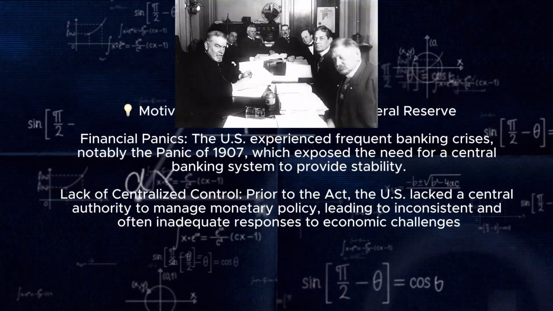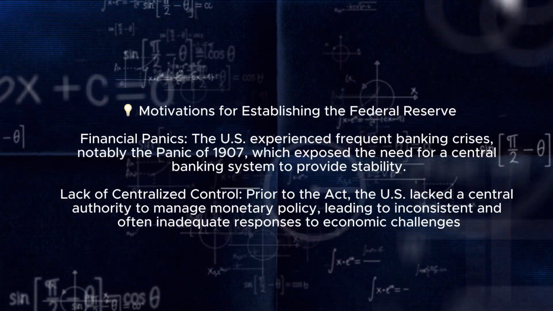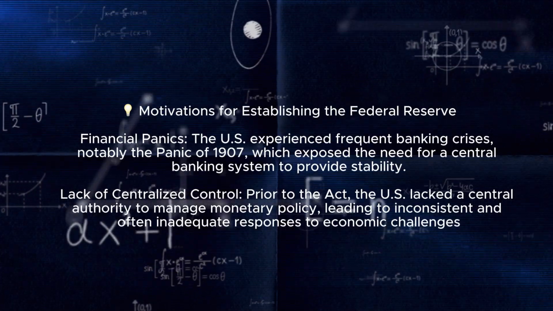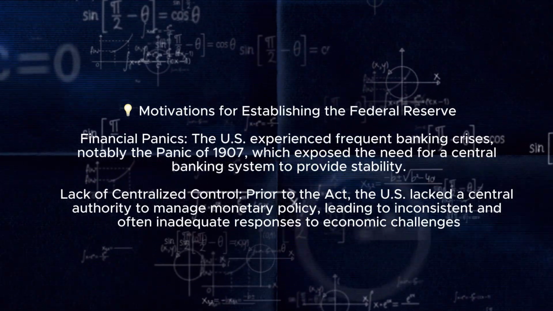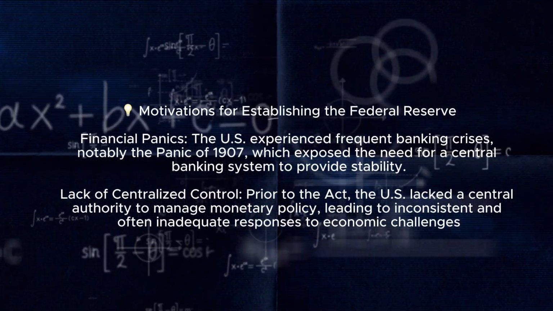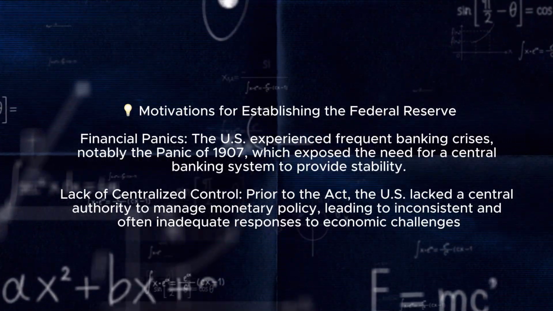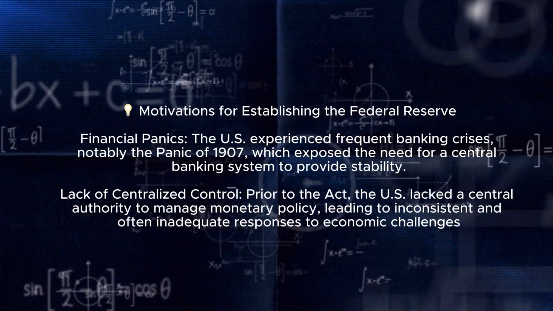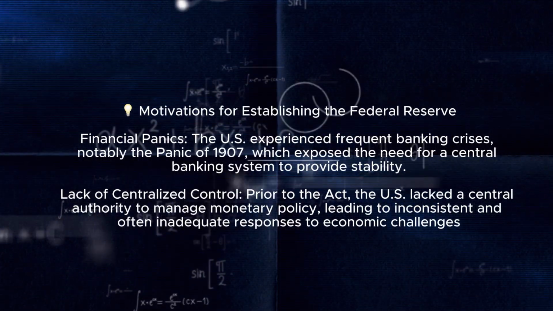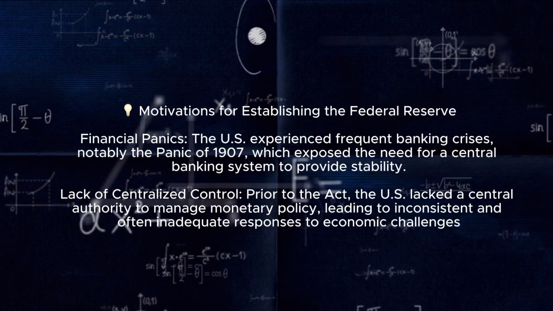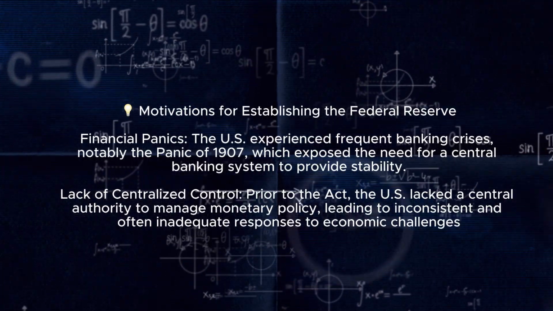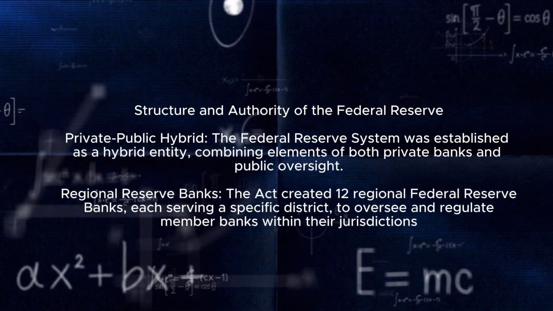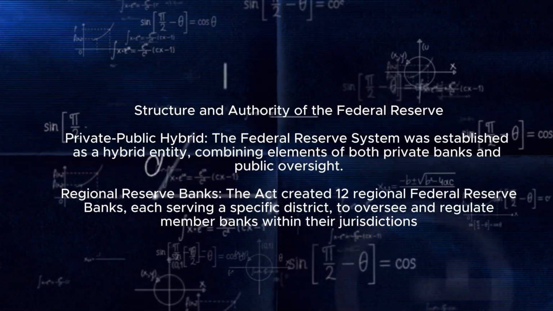Motivations for establishing the Federal Reserve. Financial panics. The U.S. experienced frequent banking crises, notably the Panic of 1907, which exposed the need for a central banking system to provide stability. Lack of centralized control. Prior to the Act, the U.S. lacked a central authority to manage monetary policy, leading to inconsistent and often inadequate responses to economic challenges. Structure and authority of the Federal Reserve.